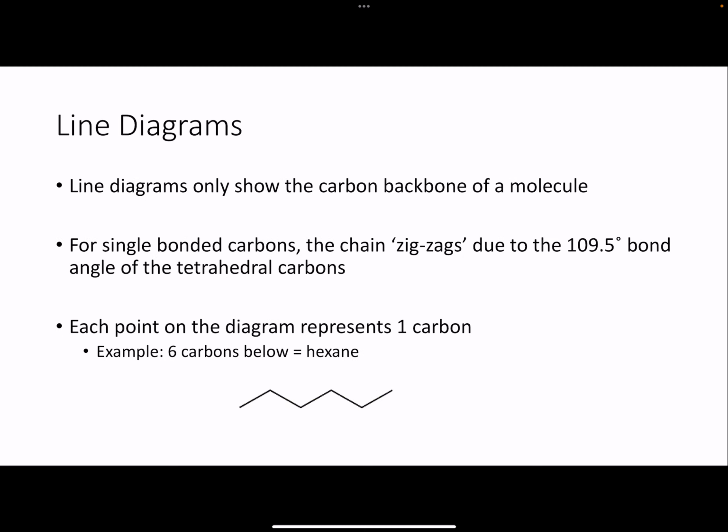Okay. Line diagrams are what our goal is in the end. They show a lot of information by showing less information. So you only see the carbons in a line diagram. Every point represents a carbon where the line changes direction. So in this case, we have 6 points, which means we have a 6-carbon chain. The zigzagging is because all the carbons in the hydrocarbons are tetrahedral, right? So you can see that zigzag pattern right here.